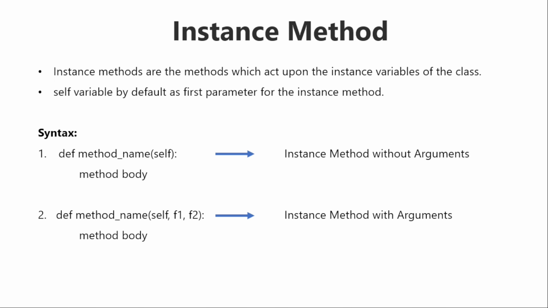Instance methods are the methods which act upon the instance variables of the classes. The self variable is by default the first parameter for the instance method. So these methods act upon the instance variables and they use self as the first parameter. The syntax is: def method_name(self): method body, and def method_name(self, f1, f2): method body. These are the syntaxes for an instance method without arguments and an instance method with arguments.